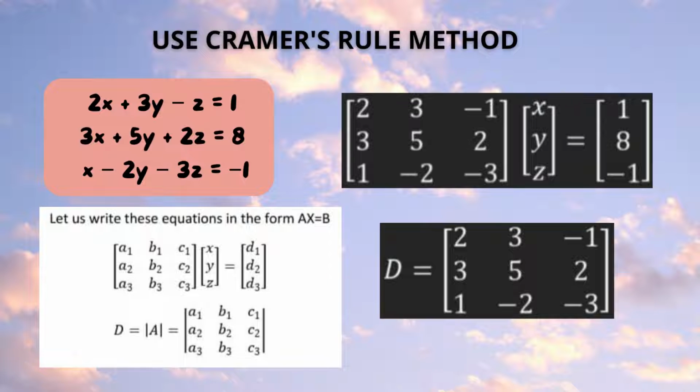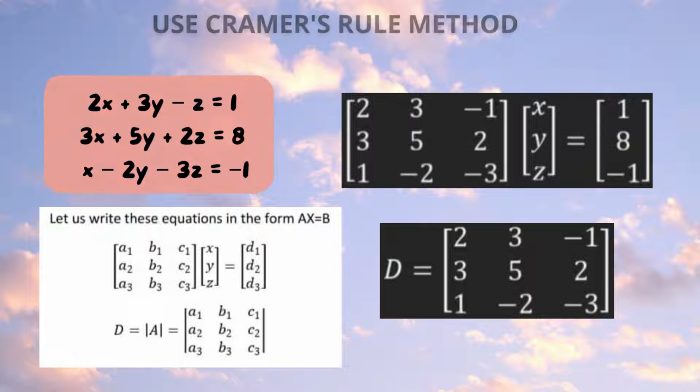After we get the matrix form, we have to get the determinant D. How do we get determinant D? The first bracket is what we use to find determinant D. In this bracket, we have to know the positions of rows and columns. The row is extending to the side and the column is extending downwards. So, in this bracket, the row is 2, 3, negative 1 and the column is 2, 3, 1.